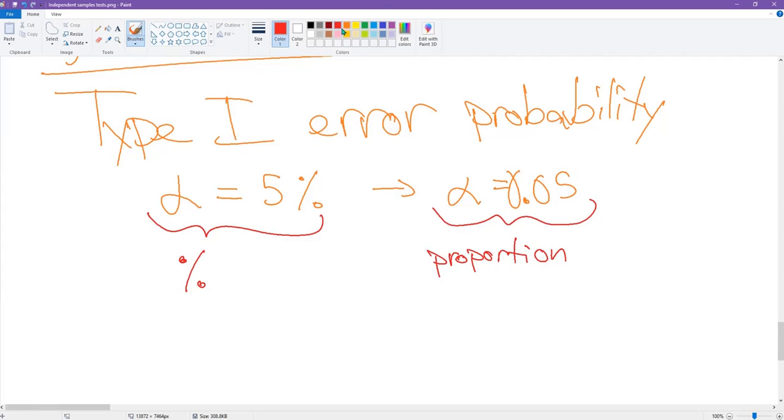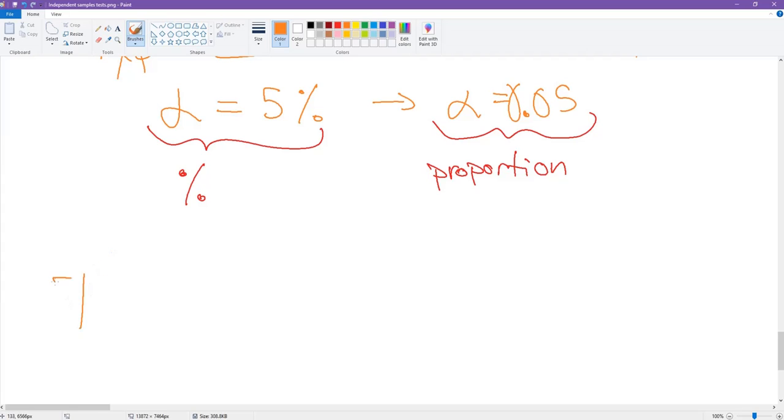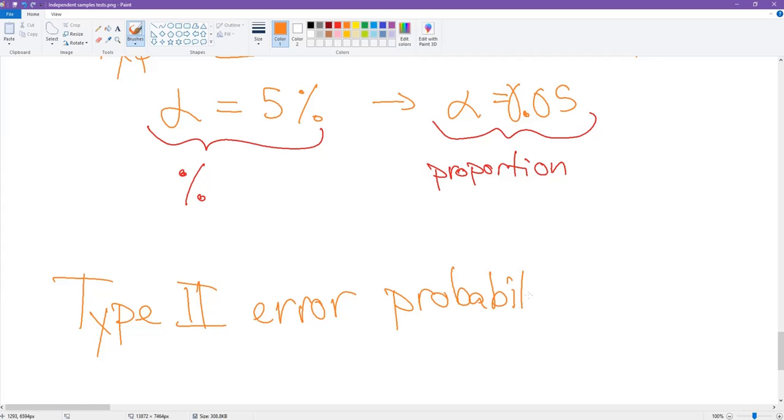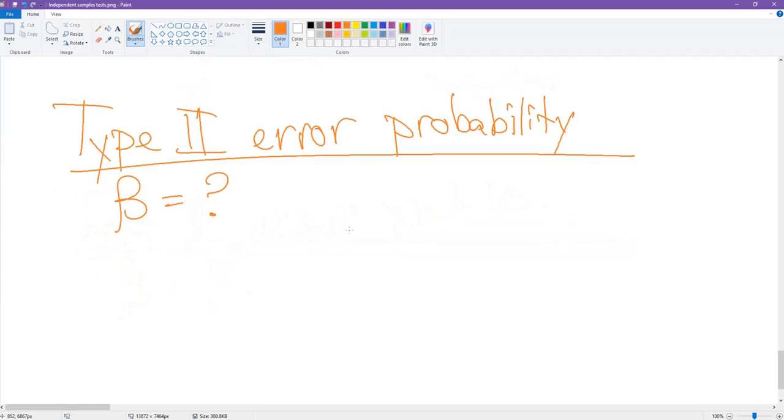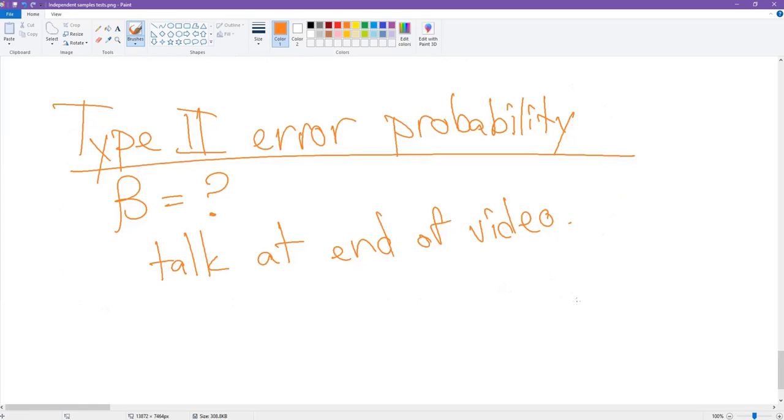Now, more difficult would be the type 2 error probability and what you set that at. And there's actually quite a lot of thought that has to go into dealing with type 2 error probability. Now remember, we're going to call this beta, and essentially we don't know what our type 2 error probability is going to be without making a whole bunch of more assumptions. So what I'm going to do is talk about it at the end of the video, because it's kind of a nightmare to deal with right in the middle of here.